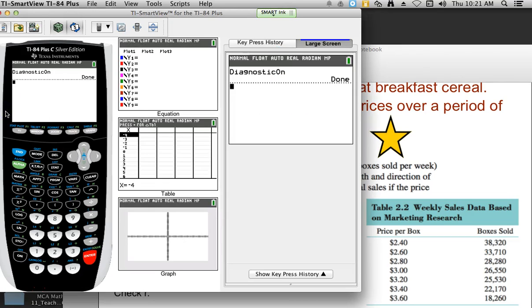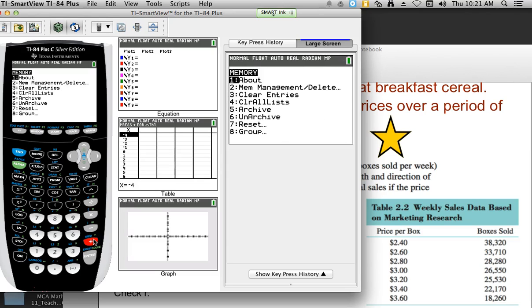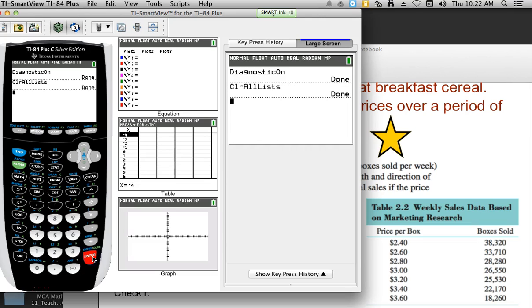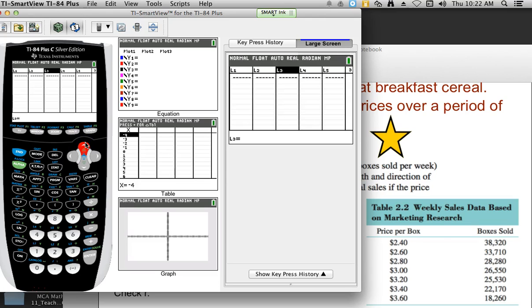Do you remember where we go? Stats. The stats button there. Number 1, edit. And I've got stuff in my list, so I'm going to hit second plus, and then number 4. I'm going to clear all my lists out. But you could also, let me show you the other way. Stats, edit. You can go up to the name and hit clear and enter, and that will take out one list at a time when you do that.